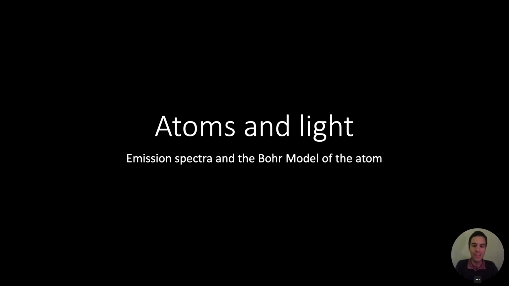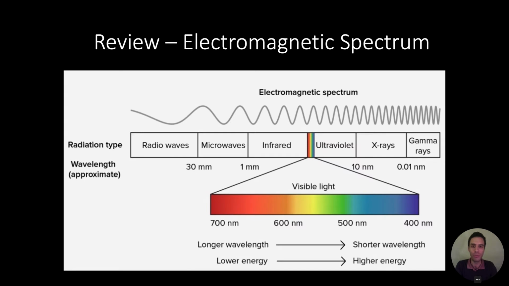Hello! This is part 3 of the Atoms and Light series about emission spectra and the Bohr model of the atom. Let's start with a quick review from physics. This is the electromagnetic spectrum. Right? Let's talk about what light is.